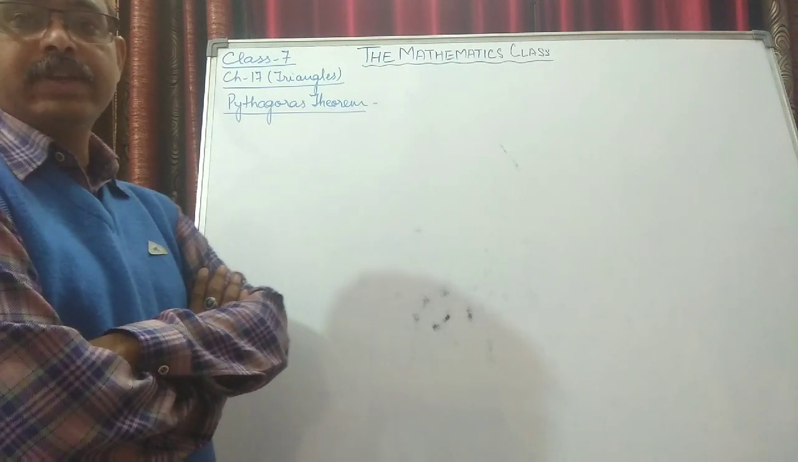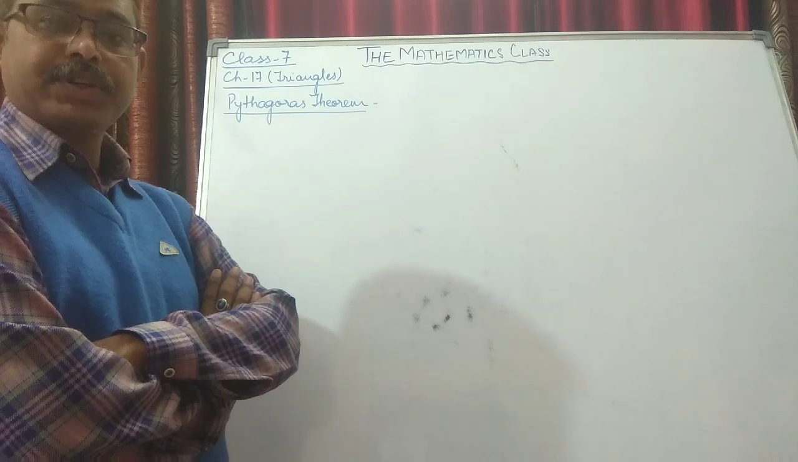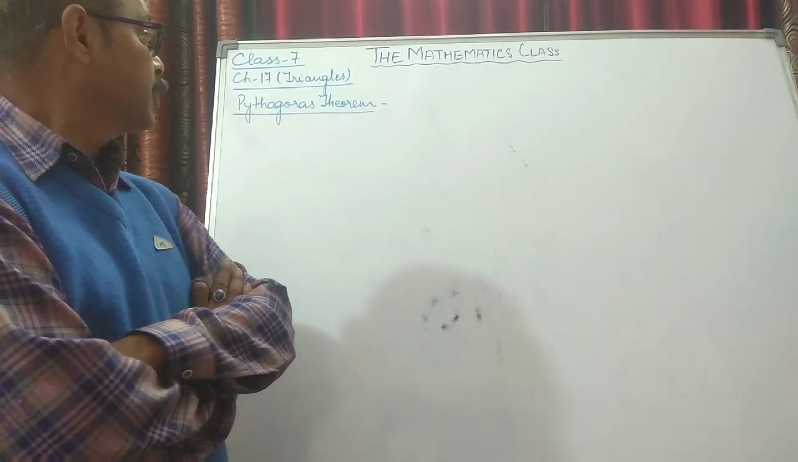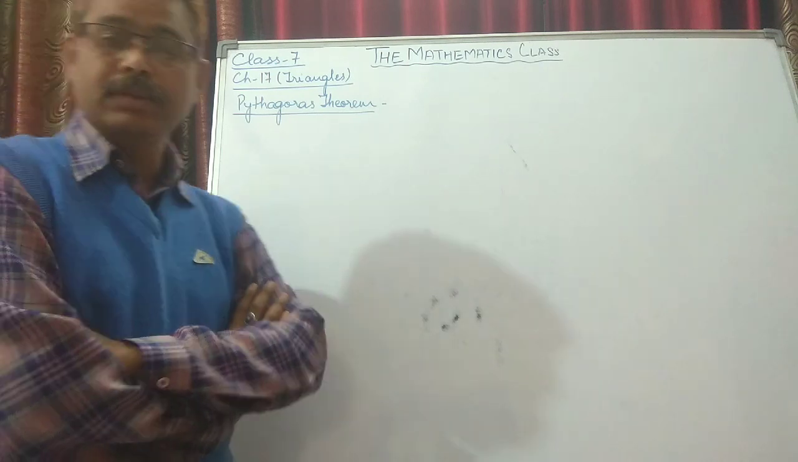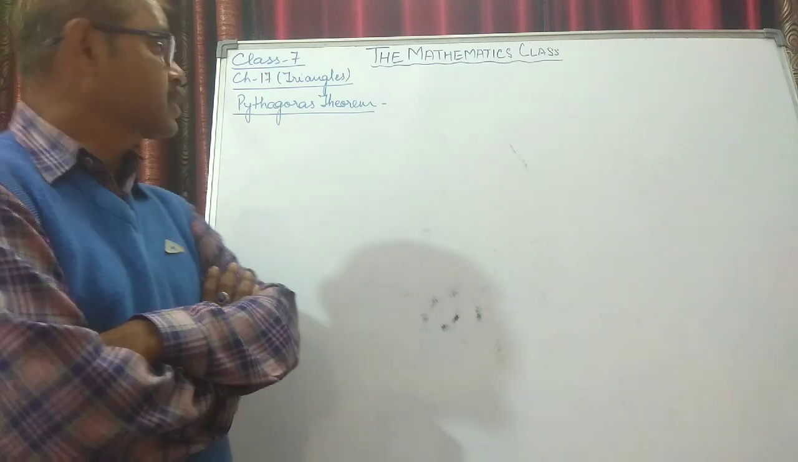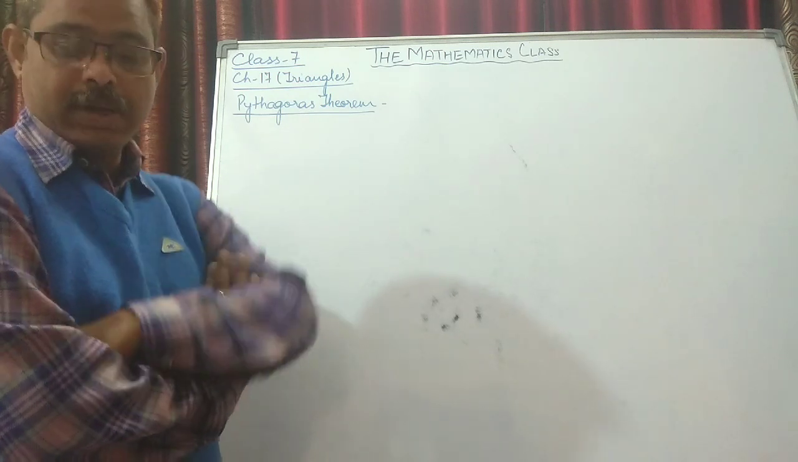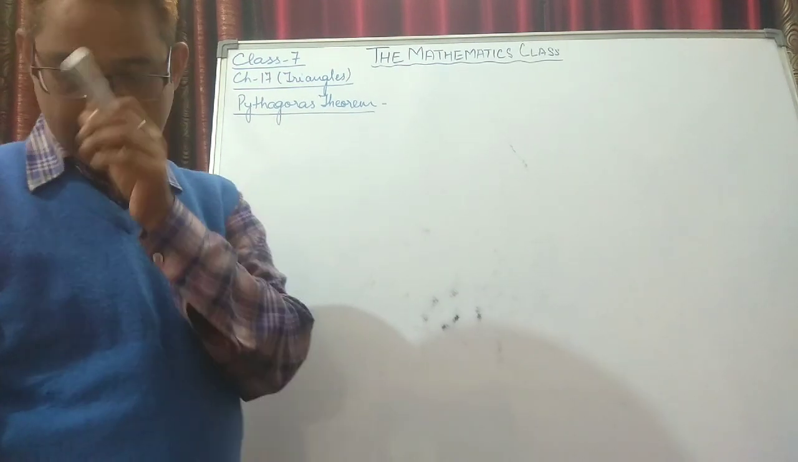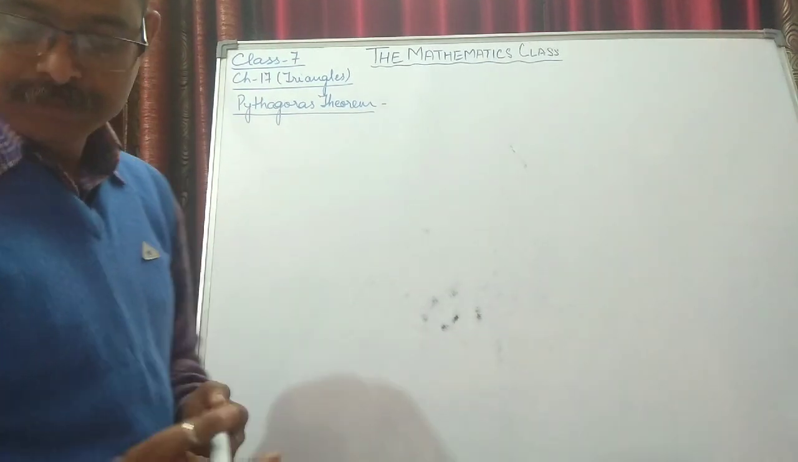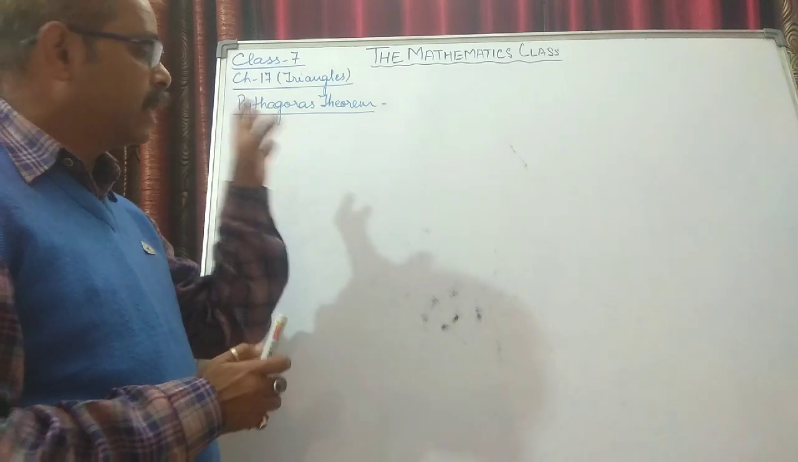This class is for class 7, in continuation to the previous class on triangles, in which we were learning about triangles. Now in today's class we will be discussing Pythagoras theorem, and the book we are following is Mathematics Today by O.P. Malhotra and S.K. Gupta.